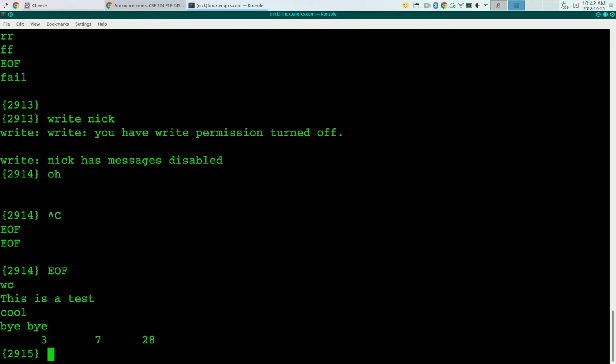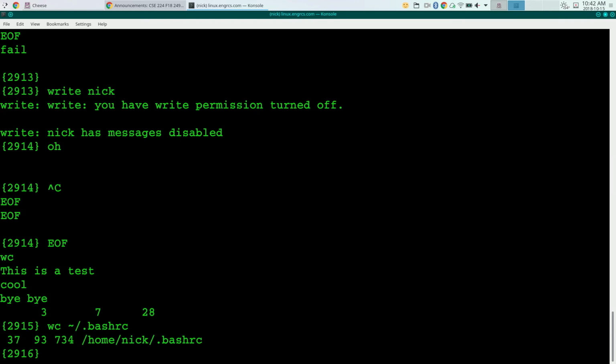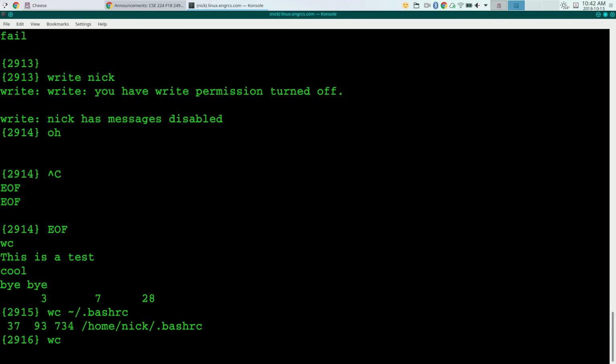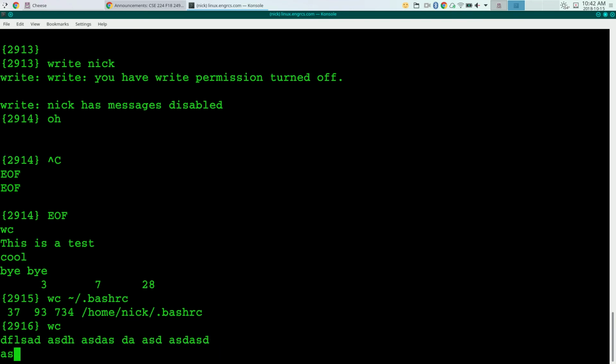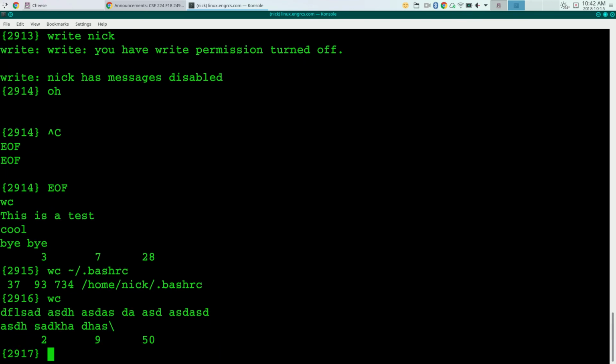The first number is the number of lines of input. This is a test, cool, bye, 3 lines. The second is the number of words. This is a test, cool, bye, bye, 7 words. And the third is the number of characters. So word count, you can give it the name of a file, and it'll tell you how many lines, words, and characters in that file. But if you just say word count, it basically reads from standard in and then does a word count on that. What's the separator it uses for the number of words? Spaces. Probably any white space, tabs, new lines.